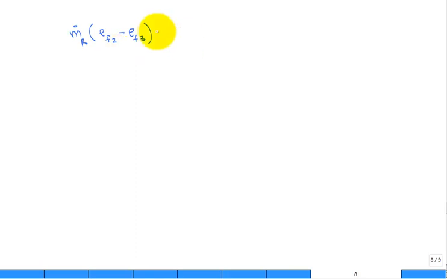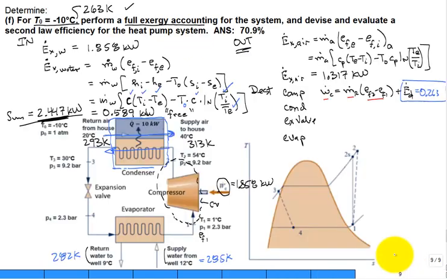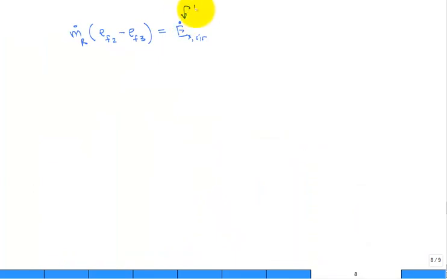Where is it going? Since we've already calculated the rate of exergy transfer into the air, we'll just use that number. It was calculated to be, no, that's right here, 1.317. Let me jump back here. This was 1.317 kilowatts. So what came out of the refrigerant goes either into the air or is being destroyed in the condenser.